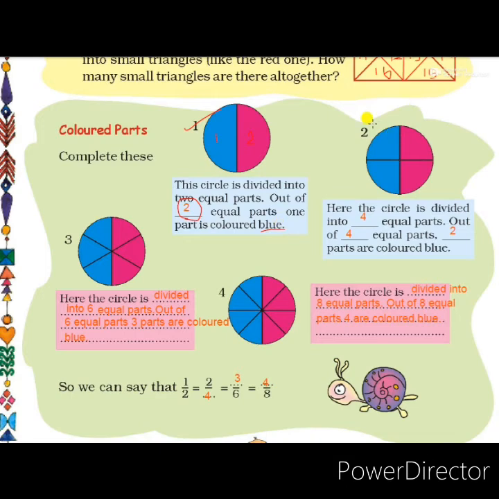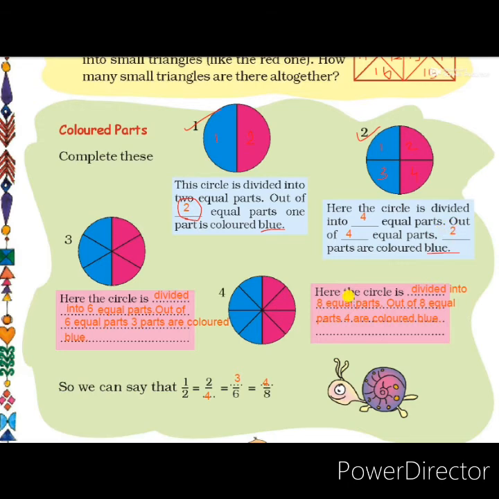See that second figure. The second circle is divided into 4 equal parts. The same circle is there, but once more it is divided. So it is divided into 4 equal parts. Out of 4 equal parts, 2 parts are colored in blue. See that 2 parts are in blue and 2 parts are pink color. So we have to write that answer completely. Here the circle is divided into 4 equal parts. Out of 4 equal parts, 2 parts are colored blue.